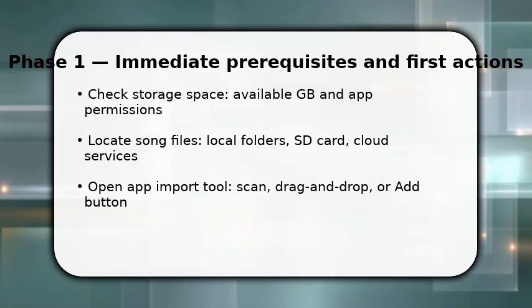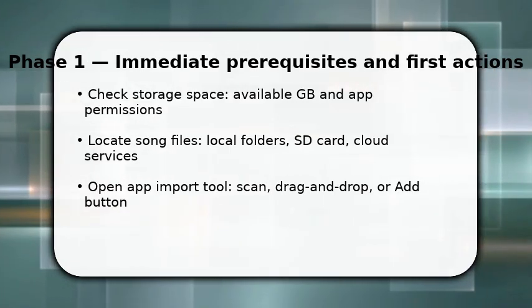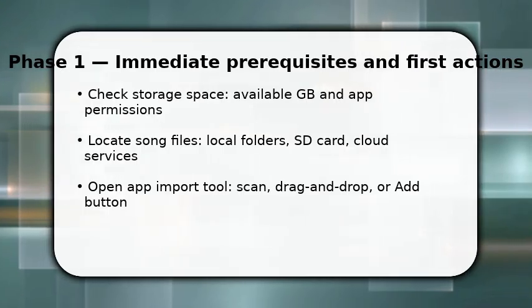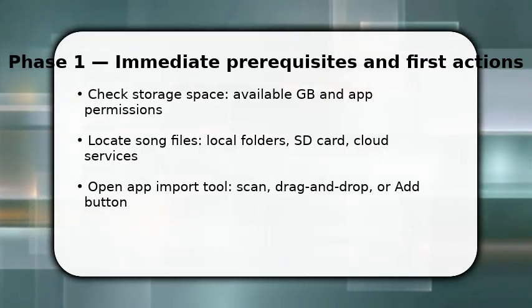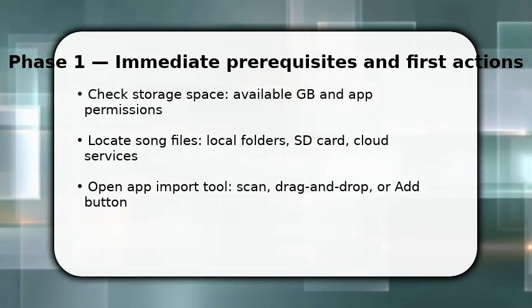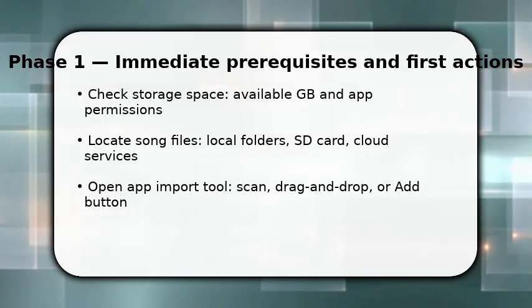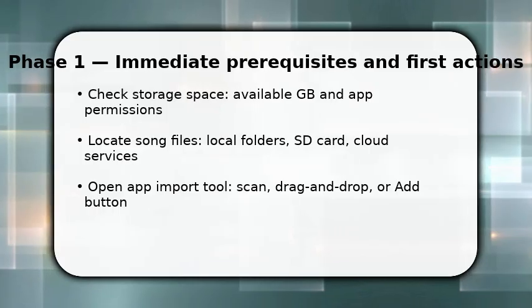Enjoy the video. You begin by verifying storage and permissions so the app can write files. This avoids failures. Next, find the audio sources: downloads, phone folders, or cloud. Tap the app's import or add tool and choose folders or drag files if supported. Once done, watch the import queue begin. Pause or cancel specific files if misdetected.